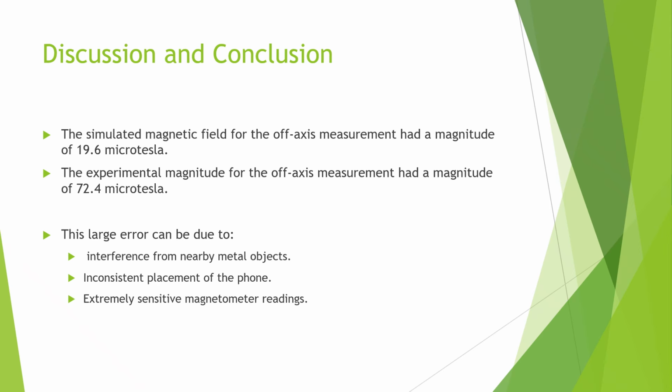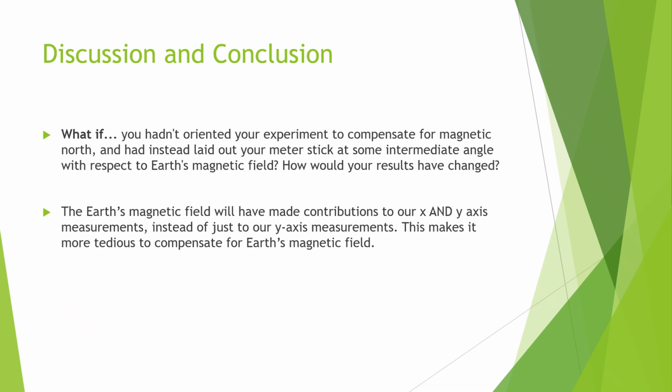This large error can be due to interference from nearby metal objects, inconsistent placement of the phone, and extremely sensitive magnetometer readings. If we hadn't oriented our experiment to compensate for magnetic north, then the Earth's magnetic field would have made contributions to our x and y-axis measurements, instead of just to our y-axis measurements. This makes it more tedious to compensate for Earth's magnetic field.